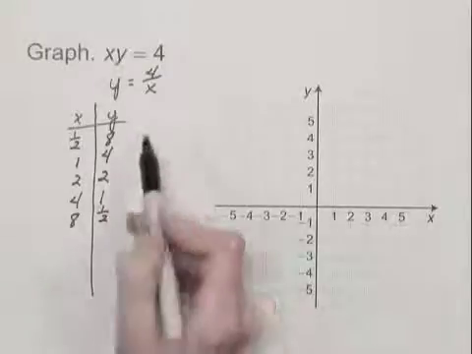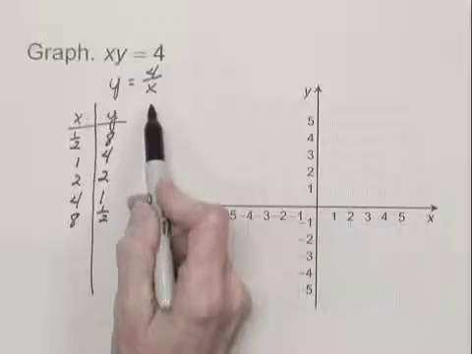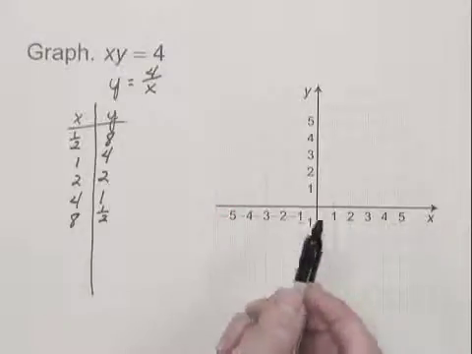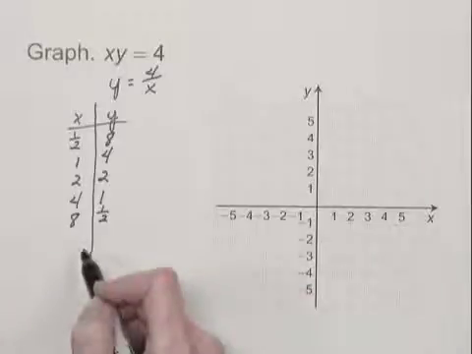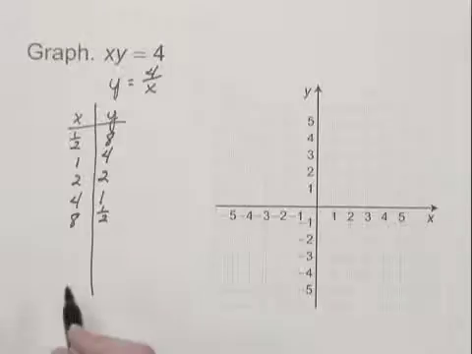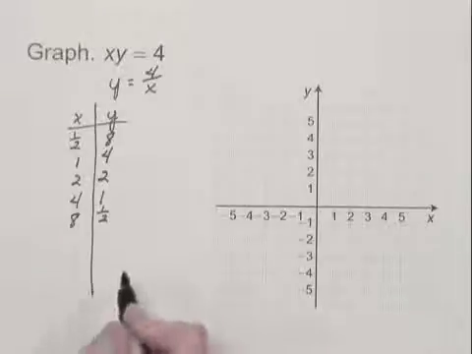Now, notice in this equation we can't choose the value of 0 for x because 4 over 0 is not defined. So, this tells us that we do not have a point at 0, and as it will turn out, the graph will have the x-axis and the y-axis as its asymptotes.